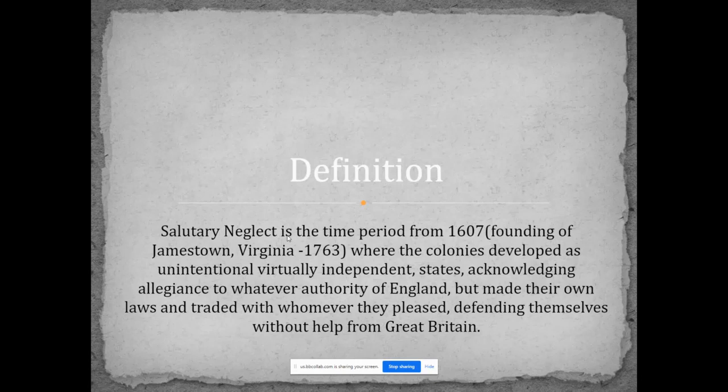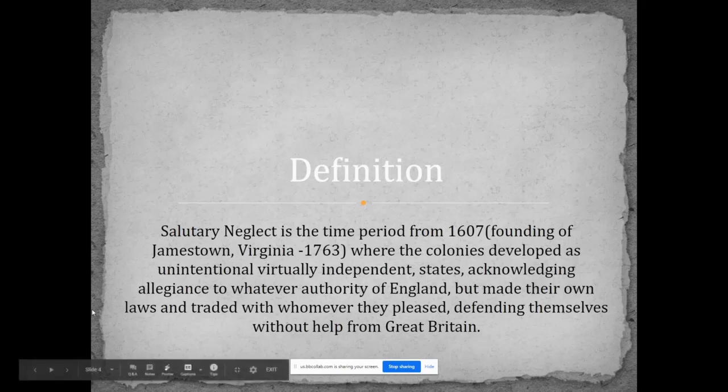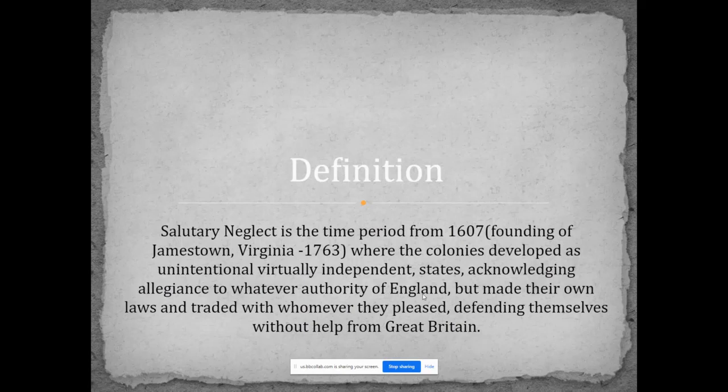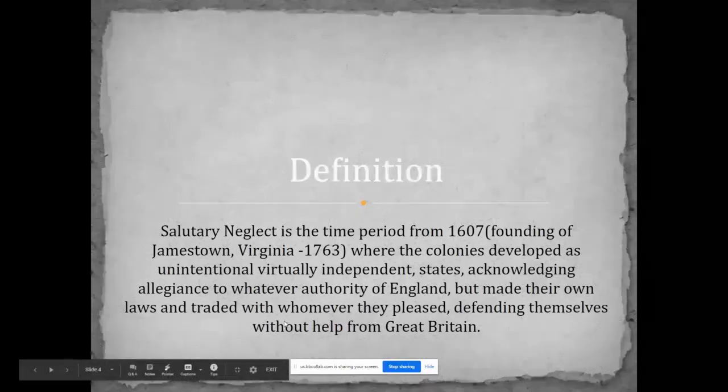Salutary neglect is the time period between 1607 and the founding of Jamestown, Virginia, to 1763, where the colonies developed as an unintentionally, virtually, now take note of that word right there, unintentionally, virtually independent states, acknowledging allegiance to whatever authority of England, right? So in other words, if you ask somebody living in the colonial period what they thought about England, they would say, I'm a proud subject, right? But they made their own laws and traded with whomever they pleased, defending themselves without the help of Great Britain.